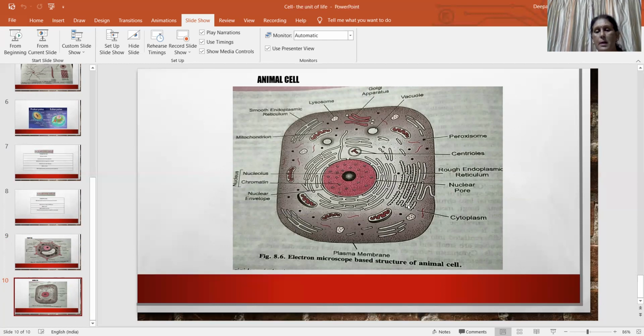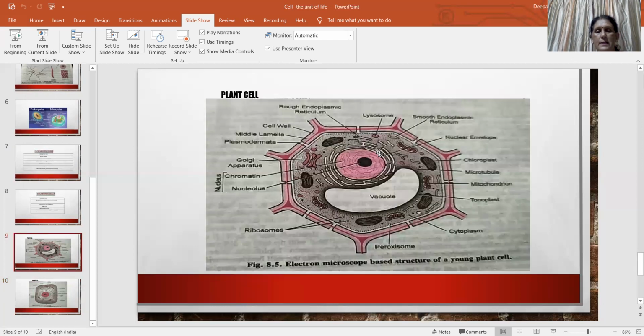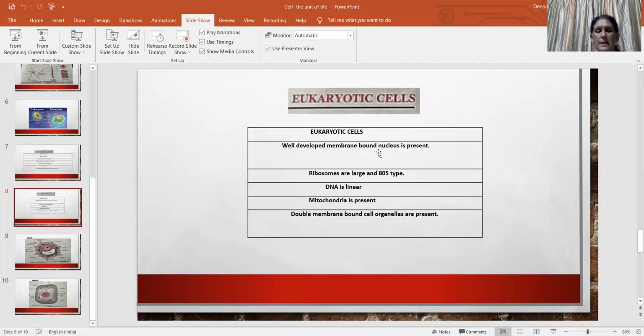Other cell organelles are always present, like those of a plant cell. But here some small vacuoles are present. In a plant cell, a single large vacuole is present. So in this class today, we have discussed the eukaryotic cells, that is, the plant cell and animal cell. And what is a eukaryotic cell? A well-organized nucleus is present, DNA is linear, and double membrane bound cellular structures are present.